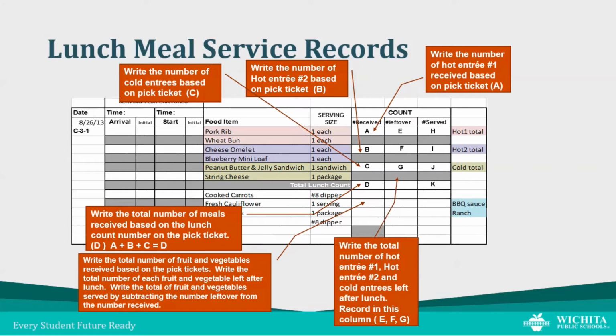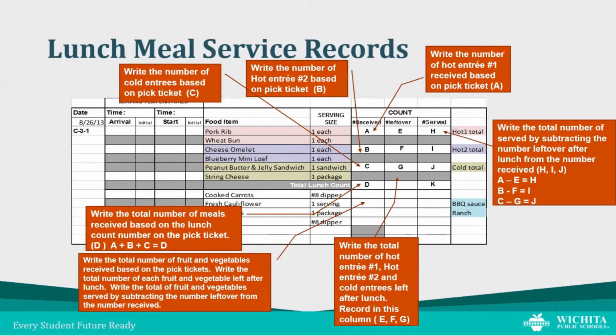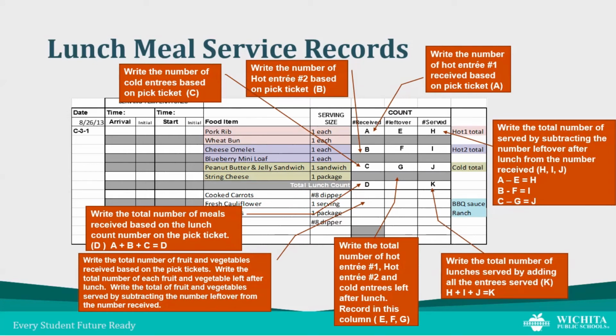Write the total number of hot entree 1, 2, and the cold entrees left after lunch. In our example here, those are E, F, and G. Write the total number served by subtracting the number left over after lunch from the number received. So A minus E will equal H, B minus F will equal I, and C minus G will equal J. Write the total number of lunches served by adding all the entrees served together. So H plus I plus J will equal K.